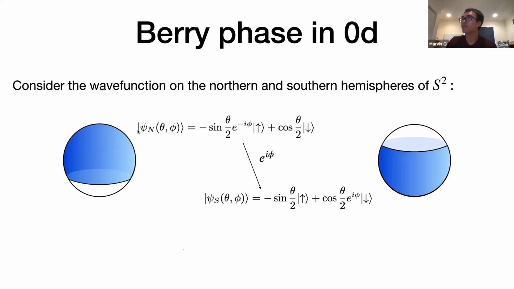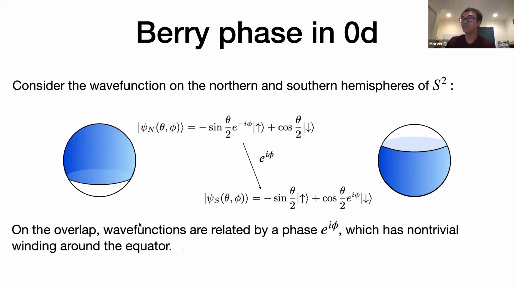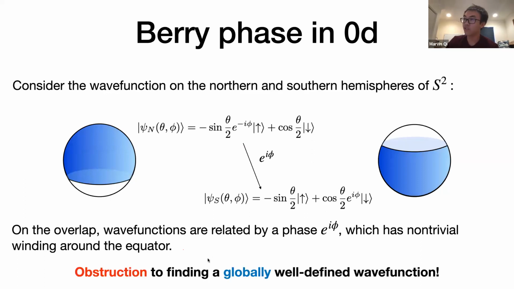And these two wave functions represent the same state, so they must differ by a phase. And the phase that they differ by is this e^{iφ}. What's notable is that on the overlap where both of these wave functions are defined, the wave functions are related by this phase e^{iφ}, and this e^{iφ} has a non-trivial winding number around the equator. So what this tells us is that this is an obstruction to finding a globally well-defined wave function.